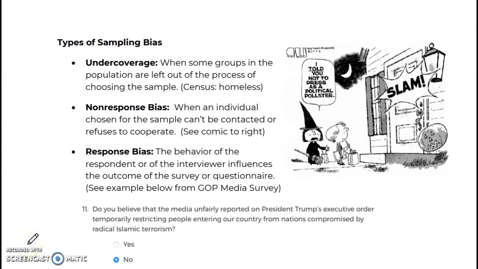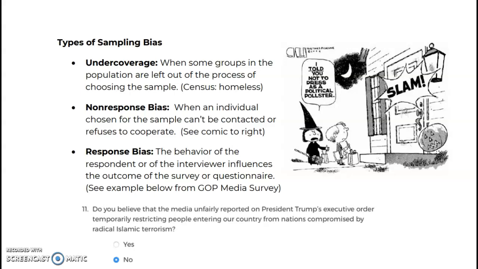Let's dive a little deeper into sampling techniques. What type of sampling bias do we have? First of all, we have undercoverage, when some groups in the population are left out of the process of choosing the sample. So in a census, that could be leaving out the homeless population. But there's many other examples. So maybe if we collect data and we go to different houses and we only survey during the day when people are at work, we may miss the entire population of working families, working parents, working moms and dads. So that also could lead into undercoverage.